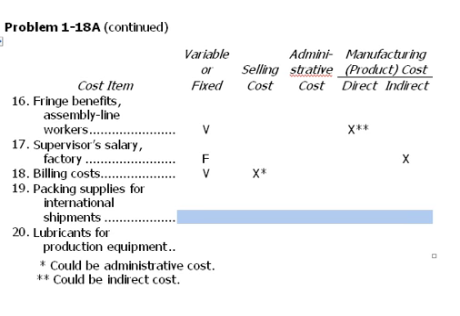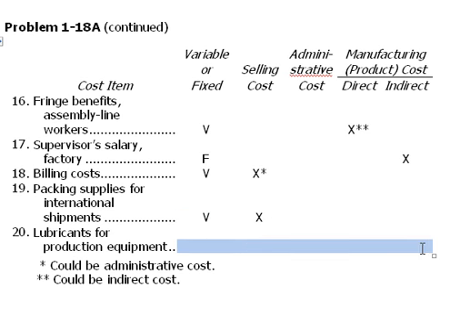Package supplies for international shipments. Variable again. The more international shipments we would have, the more packing supplies cost we would incur. And again, it's dealing with outbound freight, so that typically is considered to be a selling expense. And our last one, lubricants for production.